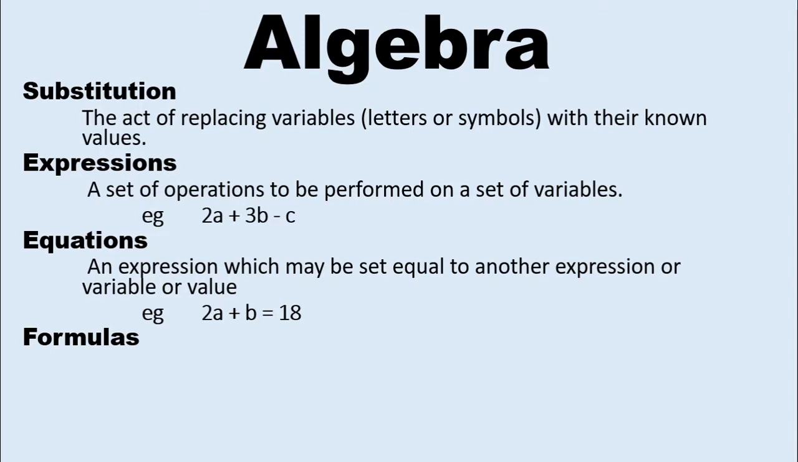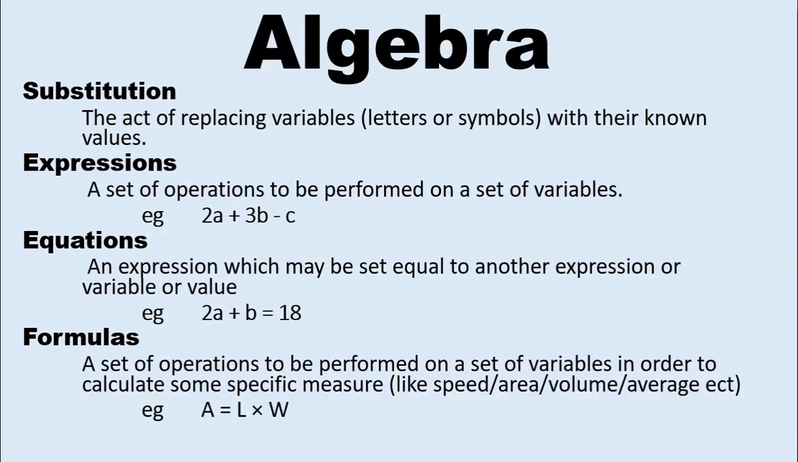And finally, formulas. They're sets of operations to be performed on a set of variables in order to calculate some specific measure. So these calculations are thought out for a specific purpose, like for example, to calculate a speed or an area or volume or average, etc. So for example, I've got a formula here, and I hope you recognize this formula. What does this formula work out?